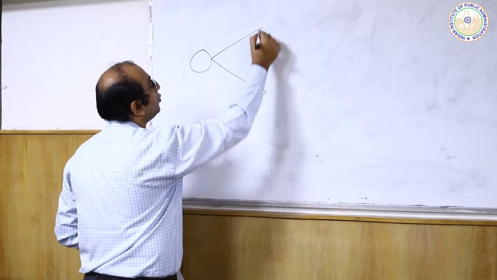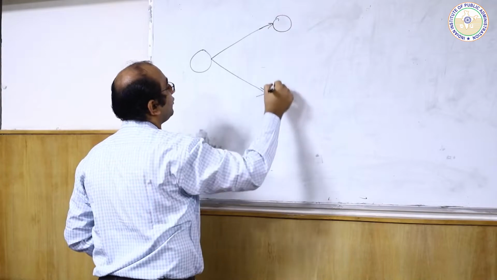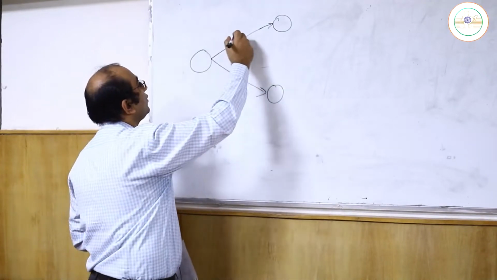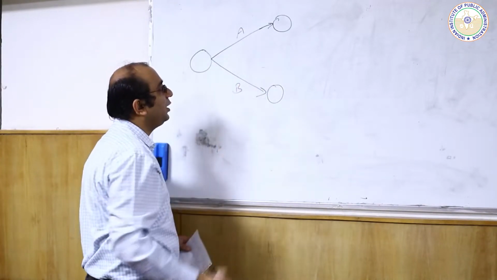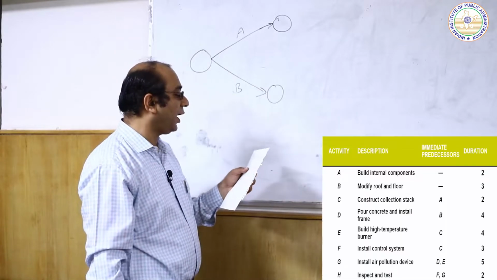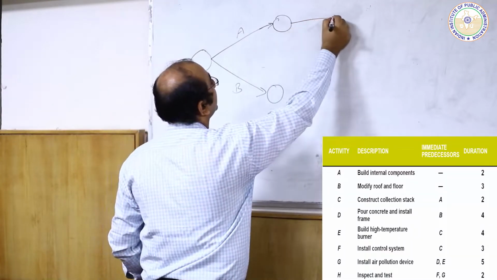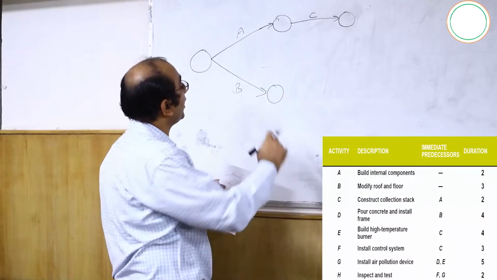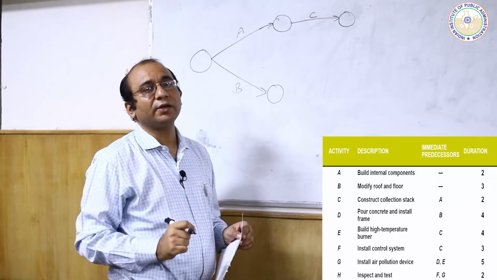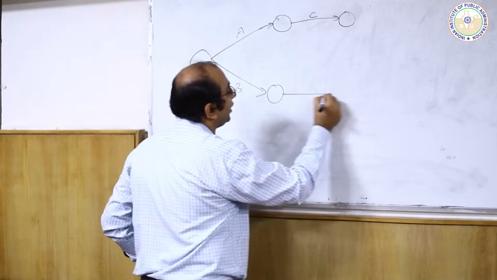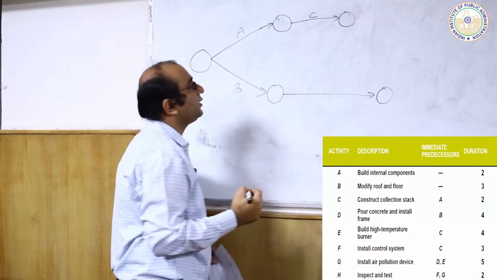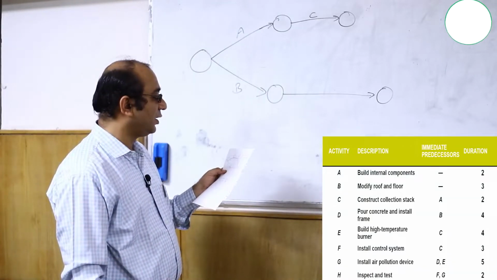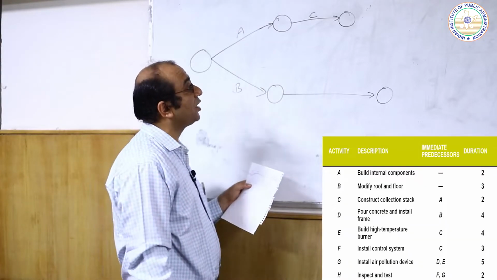So, we have two activities, activity A and activity B. Every activity will have a starting node as well as an ending node. So, this is activity A, this is activity B, and then from activity A there is going to be another activity which is going to start, that is activity C. At the same time, from activity B there is going to start another activity, that is activity D. And from activity C is going to start activity E.